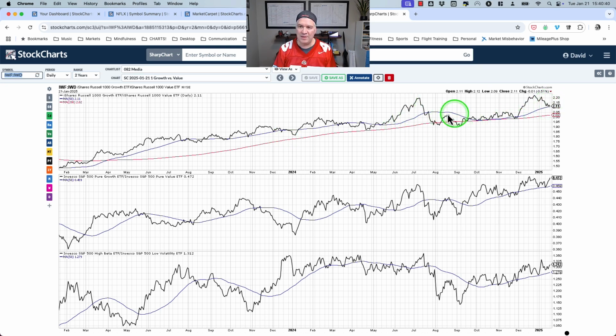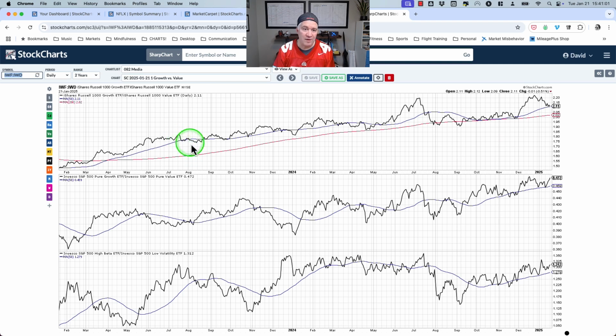And the reason why I can make that assessment using this chart is this is a ratio of the growth ETF, the Russell 1000 growth ETF, so kind of large mid-cap stocks, over the Russell 1000 value ETF. So a large mid-cap universe, let's look at the growth stocks versus the value stocks. When this ratio is going up, growth is outperforming. When the ratio is going down, value is outperforming.